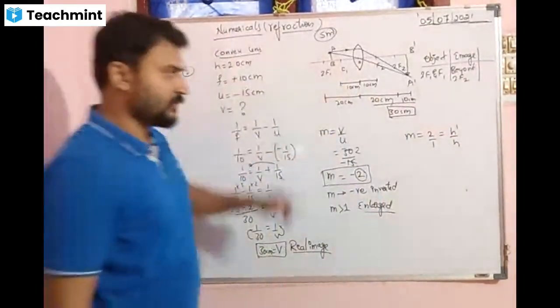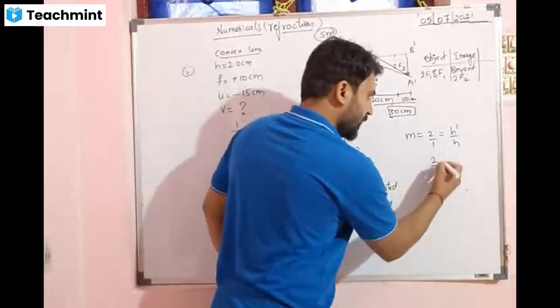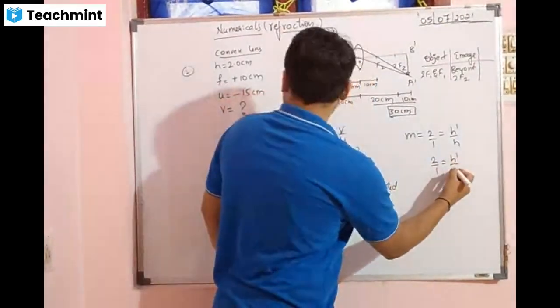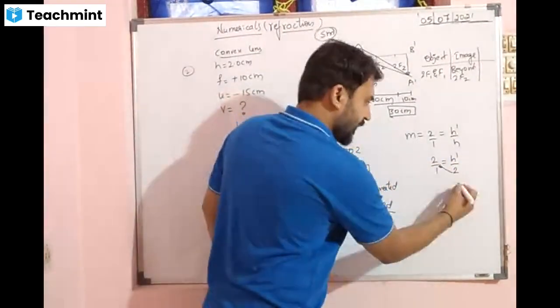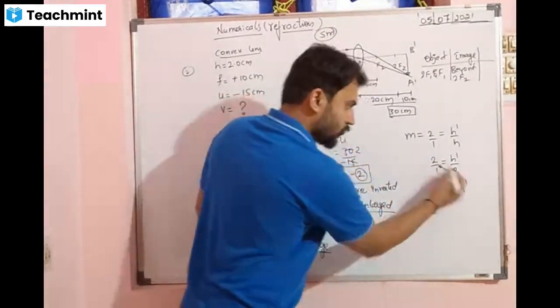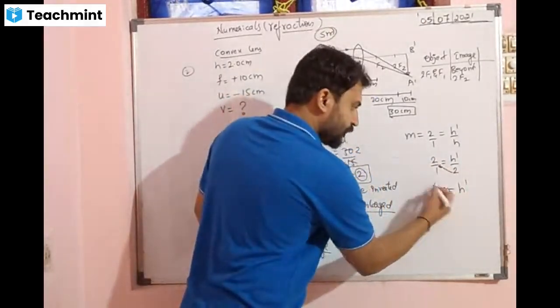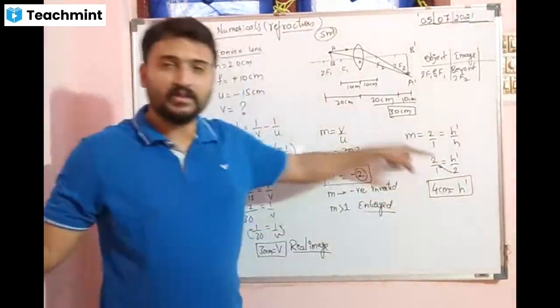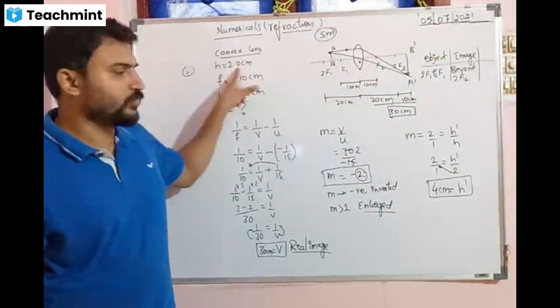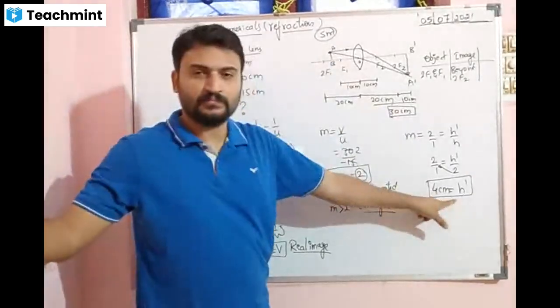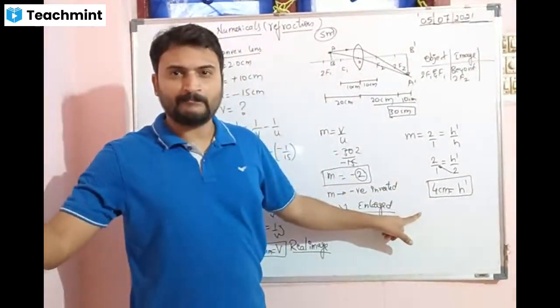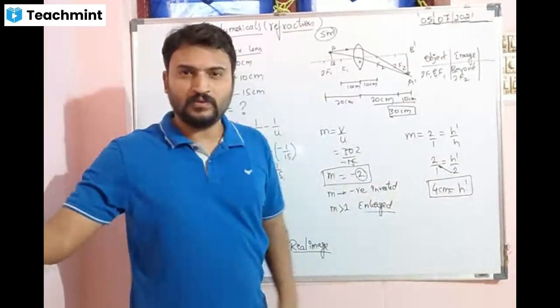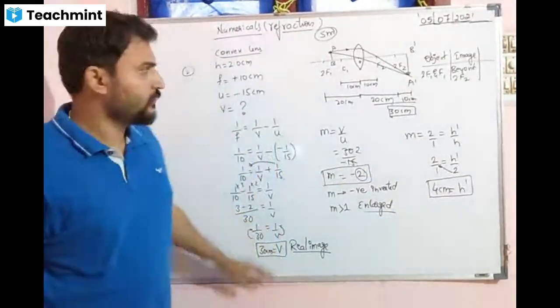Substitute the value of H. Hence it is 2 by 1 equal to H dash divided by 2. Cross multiply. H dash is equal to 4. It means the image will be double the size of the object. Object is 2 centimeter, image will be 4 centimeter. Is that clear to you?